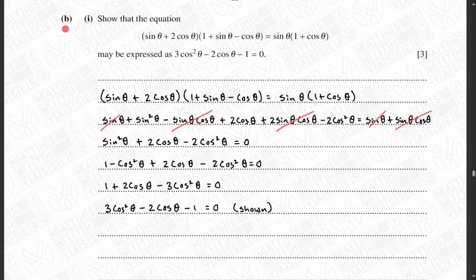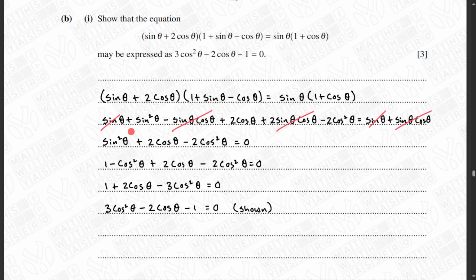Part B. The question says, show that the equation sine theta plus 2 cos theta times 1 plus sine theta minus cos theta is equal to sine theta within brackets 1 plus cos theta can be expressed as 3 cos squared theta minus 2 cos theta minus 1 equals 0. So let's first expand this equation. By expanding it, first we need to multiply sine theta with all the elements inside this bracket, and then we need to multiply 2 cos theta again with all the elements inside this bracket.